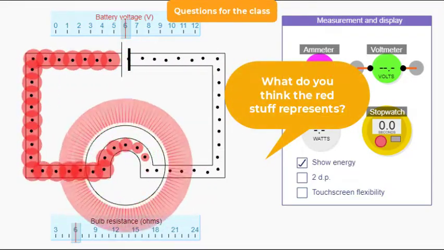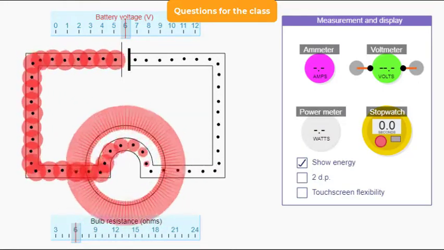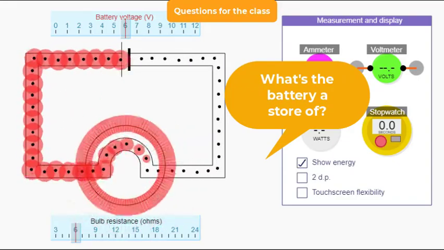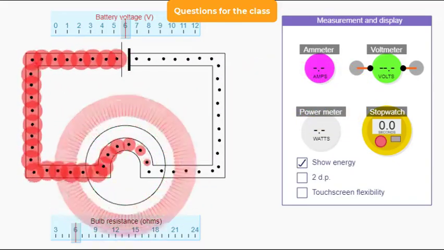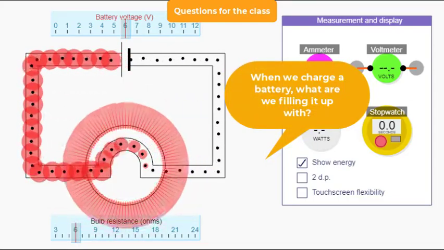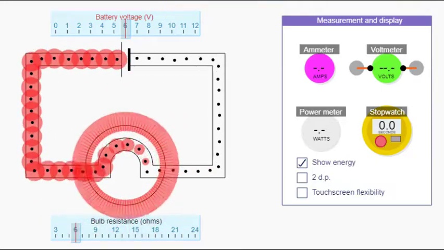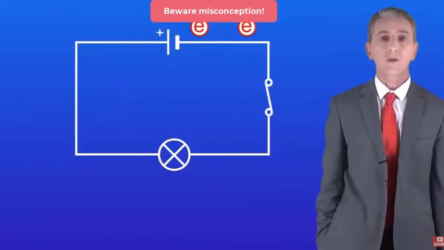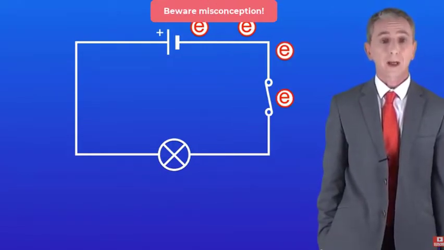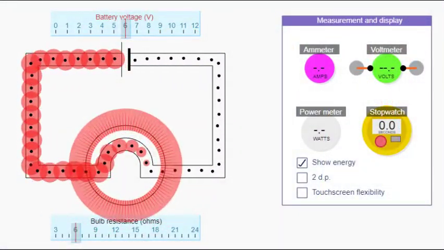What do you think the red stuff represents? The red stuff represents energy. So what's the battery a store of? The battery is a store of energy. When we charge a battery, what are we filling it up with? We're filling it up with energy. If you think that electrons start from the battery rather than already being present in the wires, then it's easy to believe that eventually batteries must run out of electrons or electric charge.